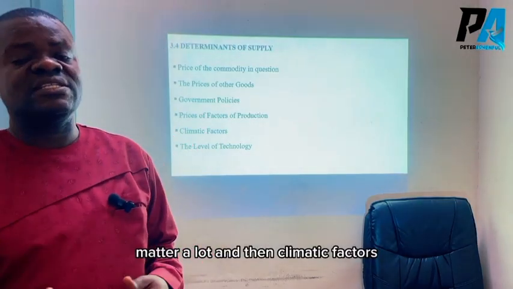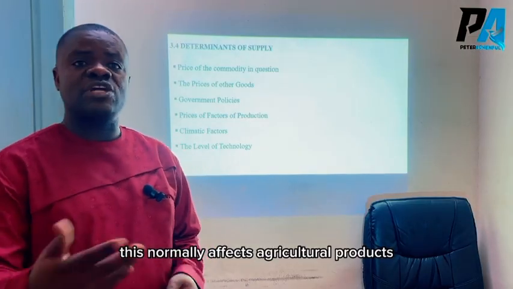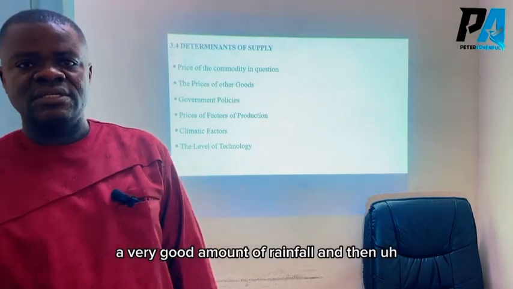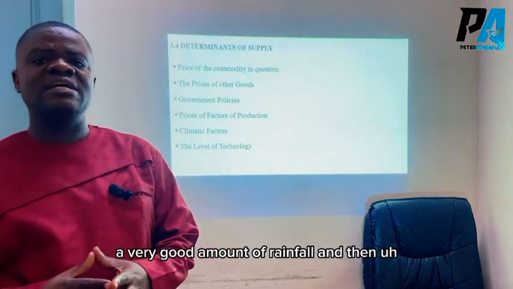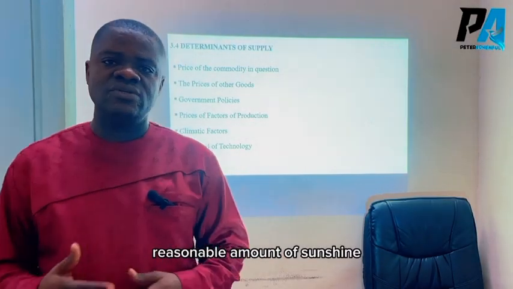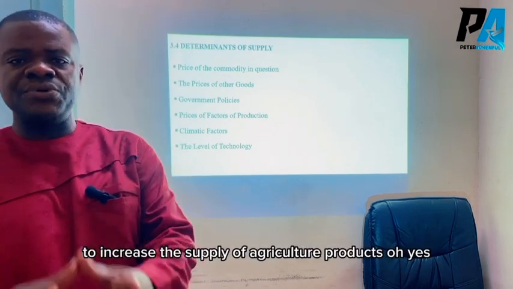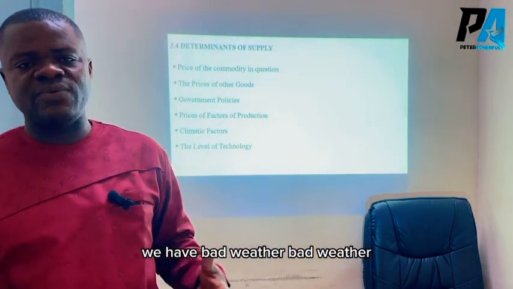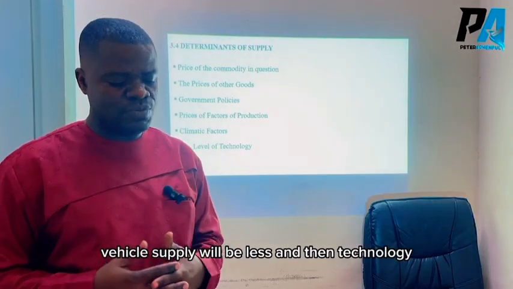And then climatic factors. This normally affects agricultural products. A very good amount of rainfall and then a reasonable amount of sunshine will go a long way to increase the supply of agricultural products. When we experience bad weather, other things being equal, supply will be less.